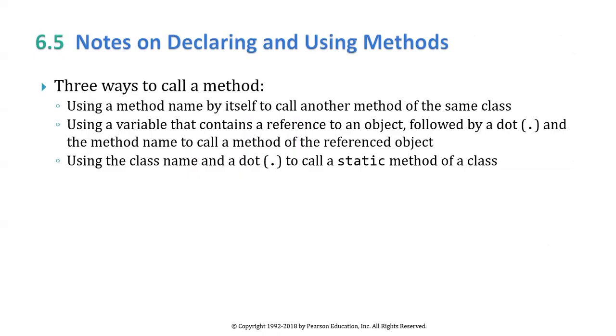And there are 3 ways to call a method. We say using a method name by itself to call another method of the same class. Okay, we have to remember the same class. And the second one is using a variable that contains a reference to an object. Here we have something you may learn in the future or in your advanced Java class, that is the reference to an object. But currently we do not need to know it. It is followed by a dot and the method name to call a method of the reference object. And the third one is using the class name and the dot to call a static method of a class.